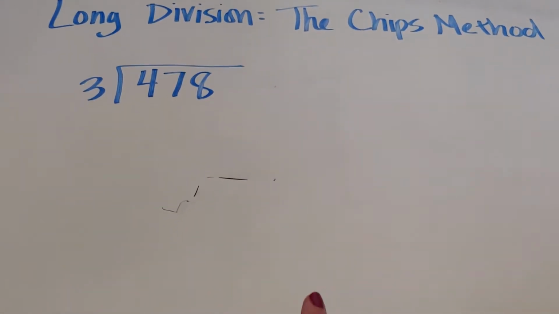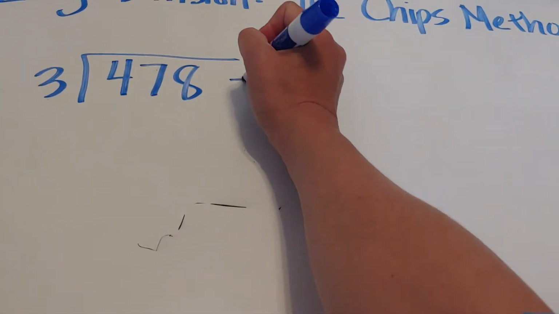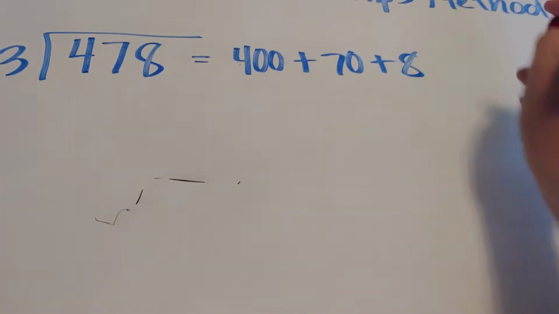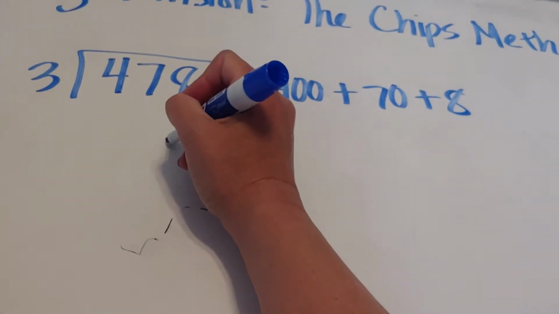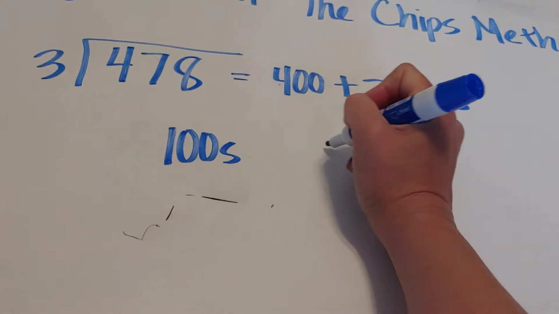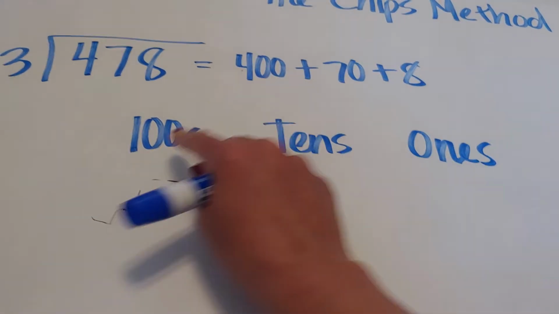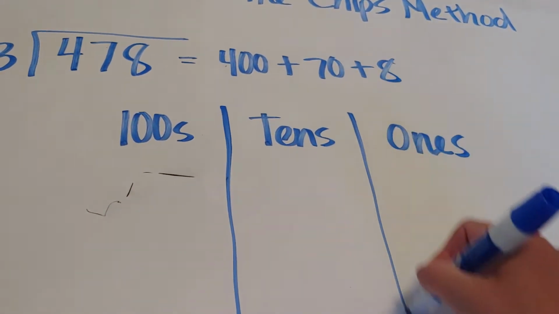So the idea here when you're using the CHIPS method is that we're going to take this 478 and break it into expanded form. And I'm going to have hundreds, tens, and ones. And I know I could have written hundreds as the actual word, but I was lazy.